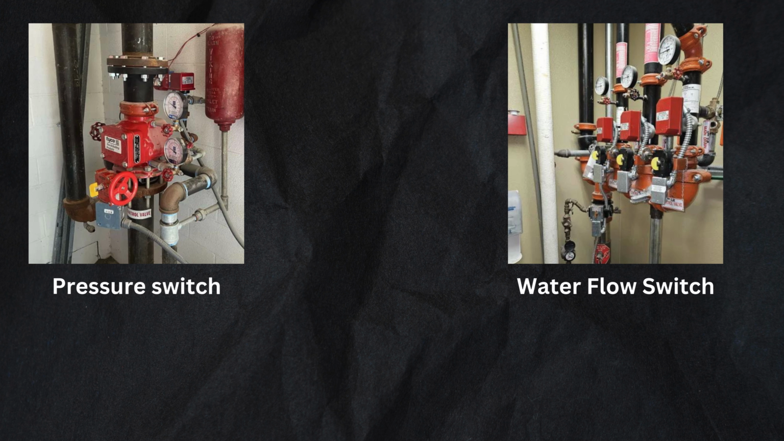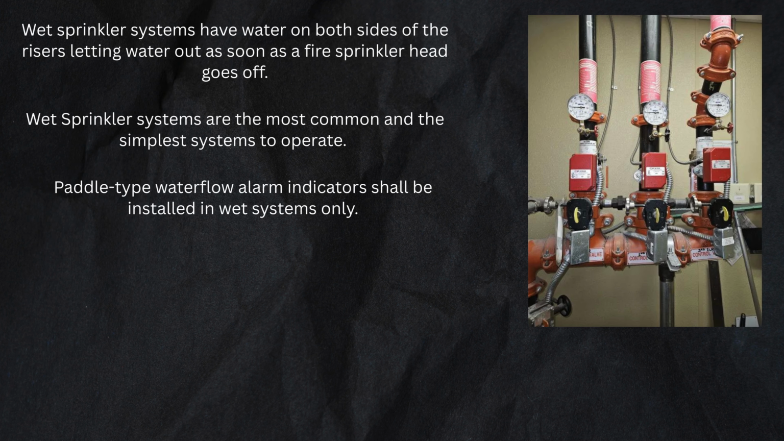Wet pipe systems. The alarm apparatus for a wet pipe system shall consist of a listed alarm check valve or other listed water flow detection alarm device with the necessary attachments required to give an alarm. Wet sprinkler systems have water on both sides of the risers, letting water out as soon as a fire sprinkler head goes off. Wet sprinkler systems are the most common and the simplest systems to operate.